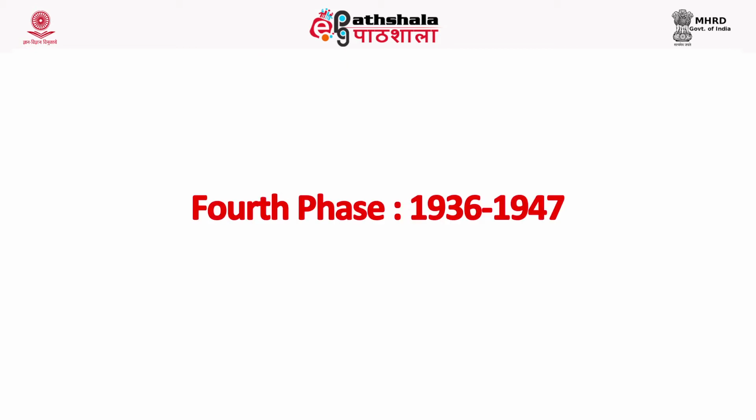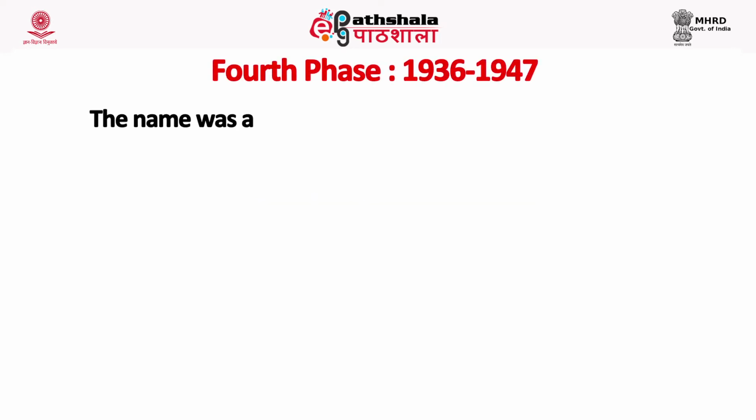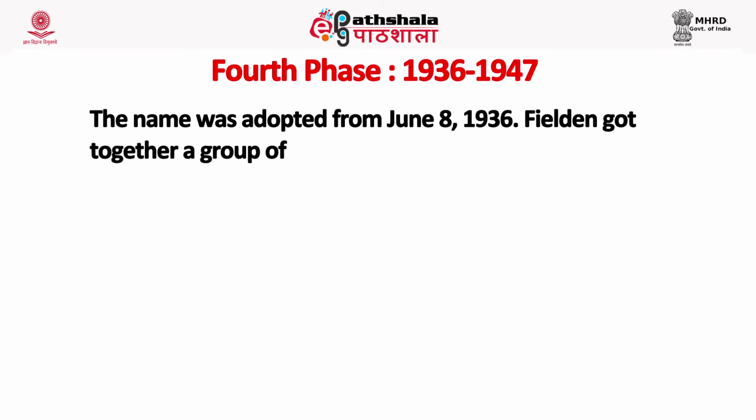Now we are going to talk about another phase that can be said to be the fourth phase. This is the period 1936 to 1947. The name was adopted from June 8, 1936 as All India Radio. Fielden got together a group of devoted young people.